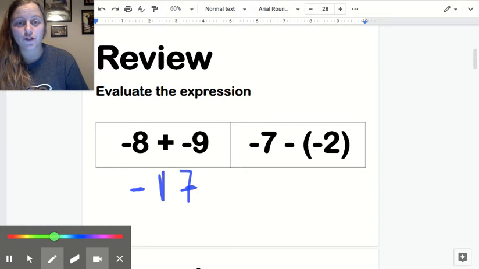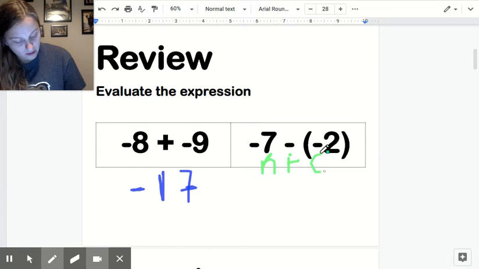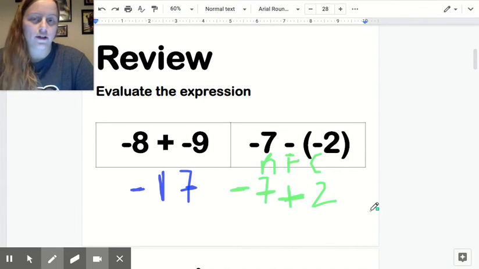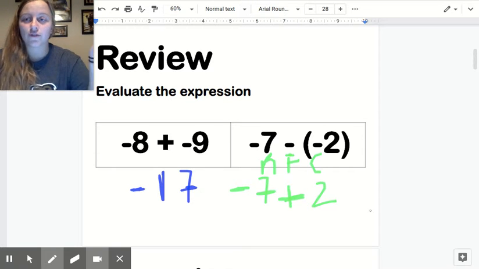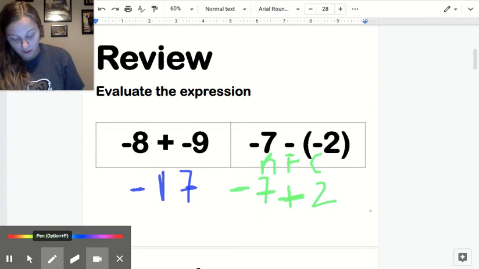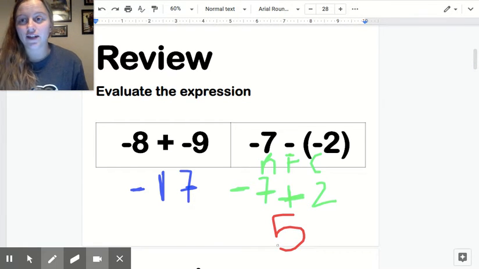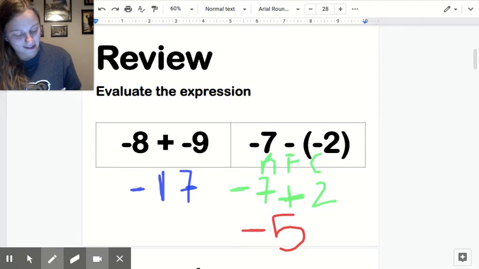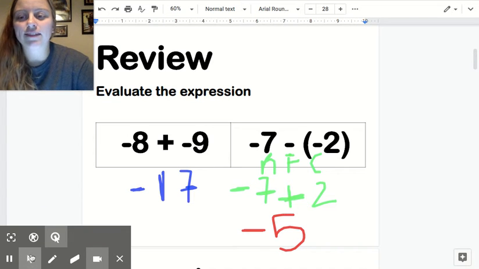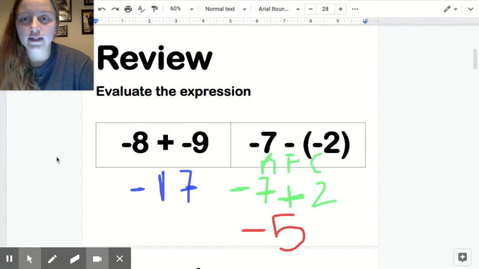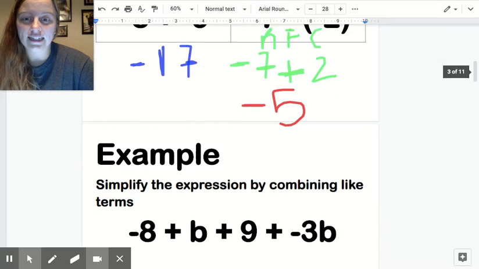-7 minus -2. Here, I need to KFC my problem. So I really have -7 plus 2. Now I can figure out, what do I do here? Well, these have different signs, so I'm actually going to find the difference between 7 and 2, which is 5. And I'm going to keep the sign of the higher number. 7 is higher, so there's more negative numbers than there were positive, so it's a -5. Again, this is review back from chapter 1, but you're going to need it in today's skills.